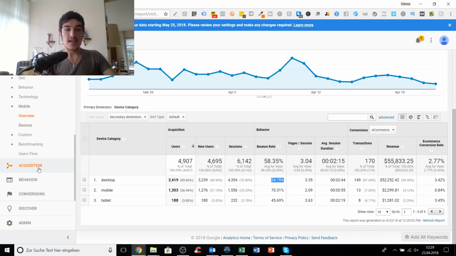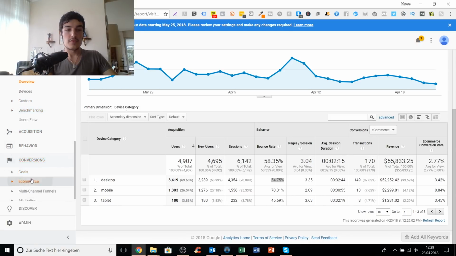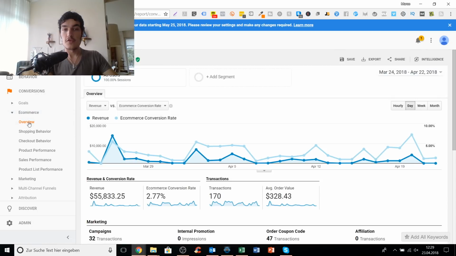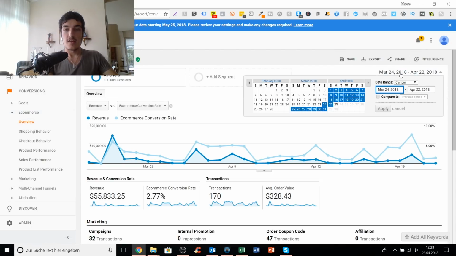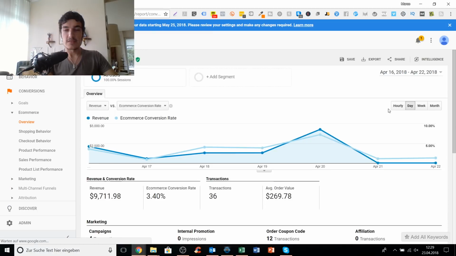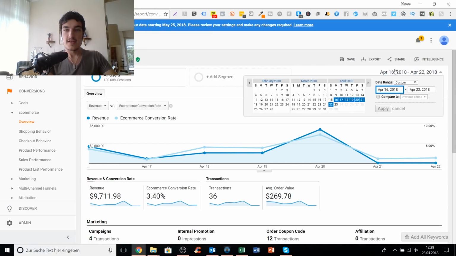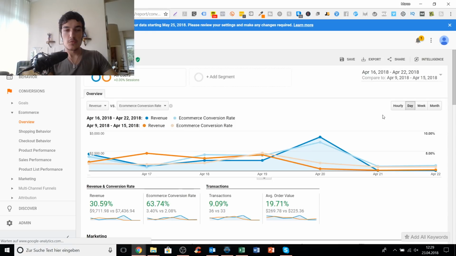And if we now, in the last step, look at our actual e-commerce conversion volume, you see here in the past month it was this $55,000 that we talked about. If I now look at the last 7 days, which was basically when this took place, we were at around $10,000, and the 7 days before that we were at $7.4 thousand. So you can see here we had an increase in revenue of 30.59%. We had an increase in conversion rate of 63%, which is really, really huge.